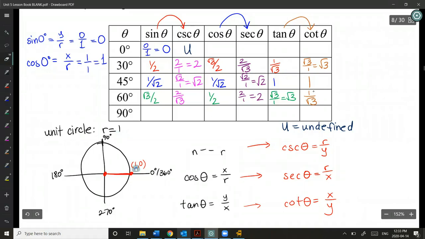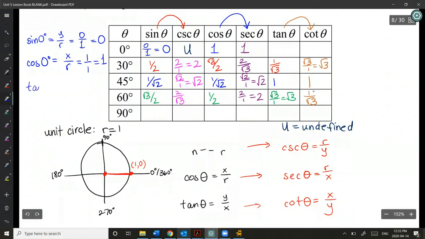Check it on your calculator. Input cos of 0 and see if you get 1. You should find that you do. And then the reciprocal of 1 over 1 is 1. So the secant of 0 is also 1.